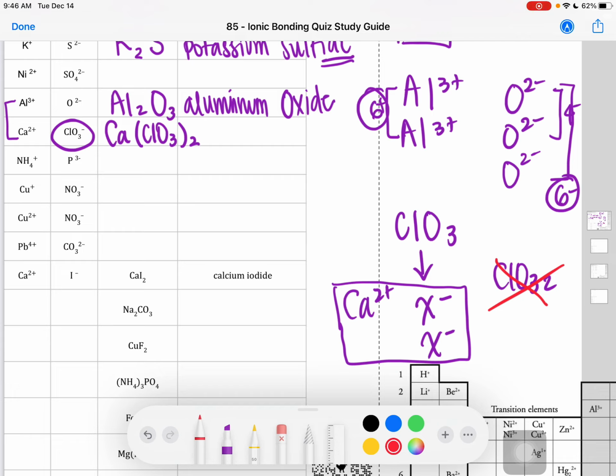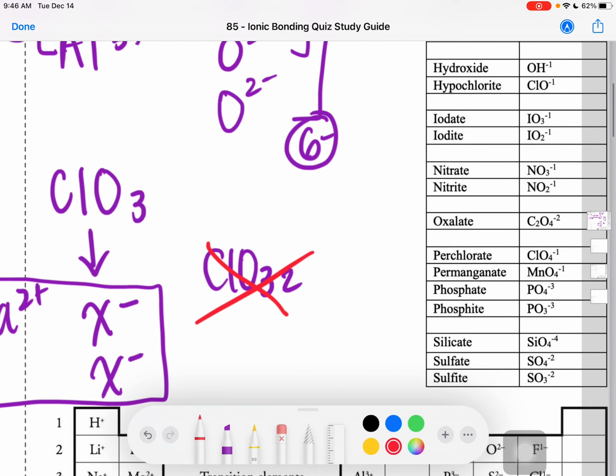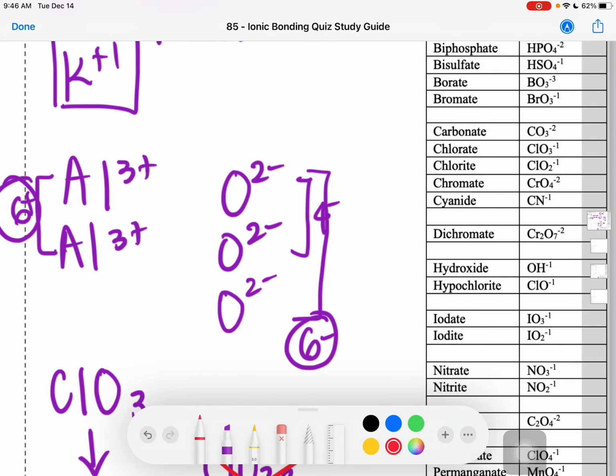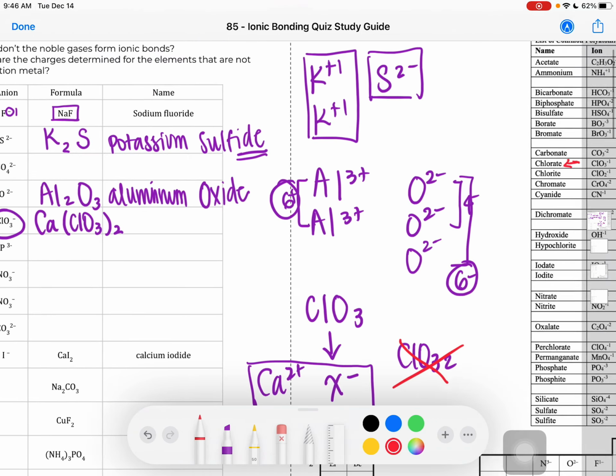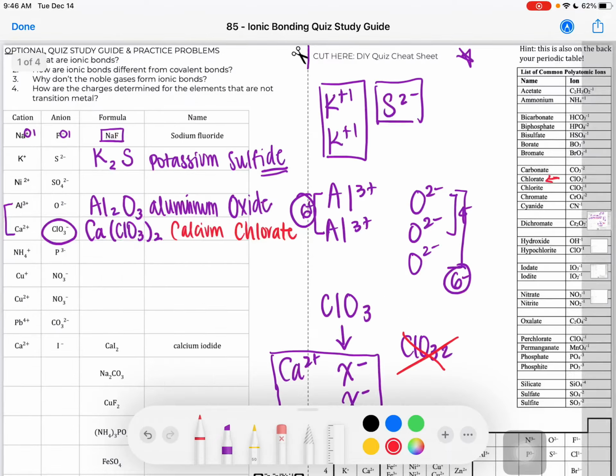Cool. So for this one here, ClO3 minus, you're like, how am I going to name that? You're going to scroll over here to this handy dandy table. ClO3. Here it is. Okay, so this is calcium chlorate. And voila, you just solved 2 of the harder problems on here.